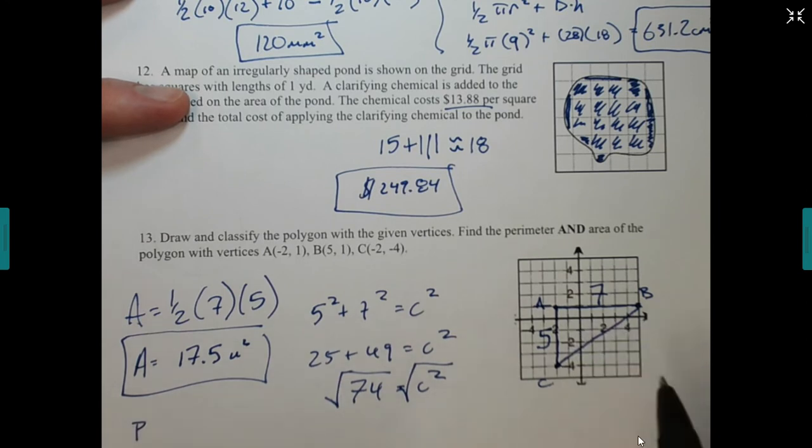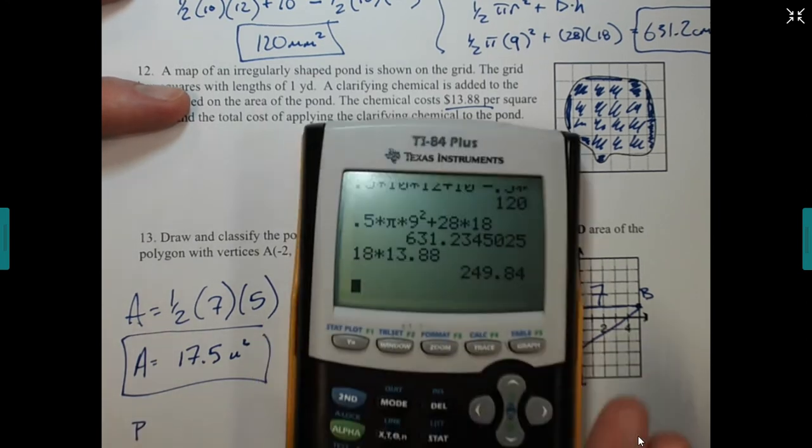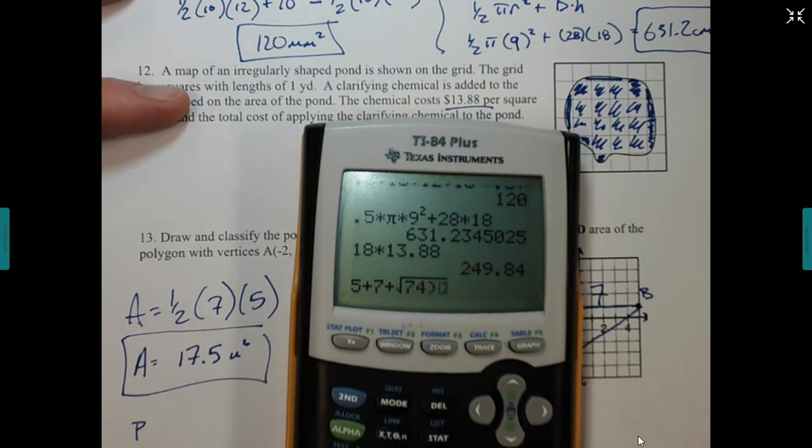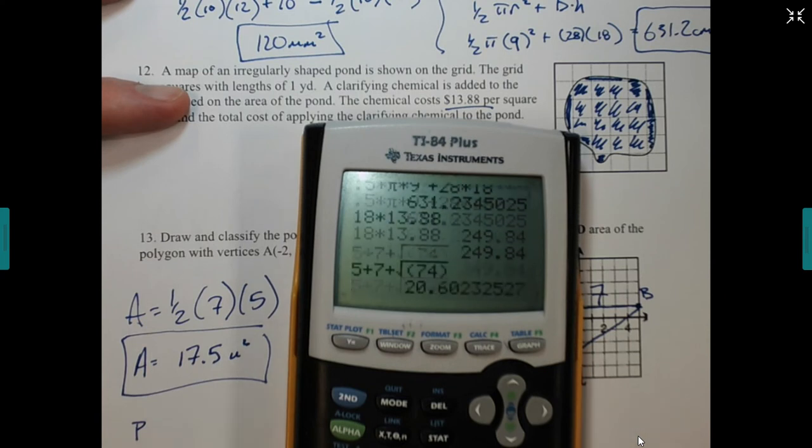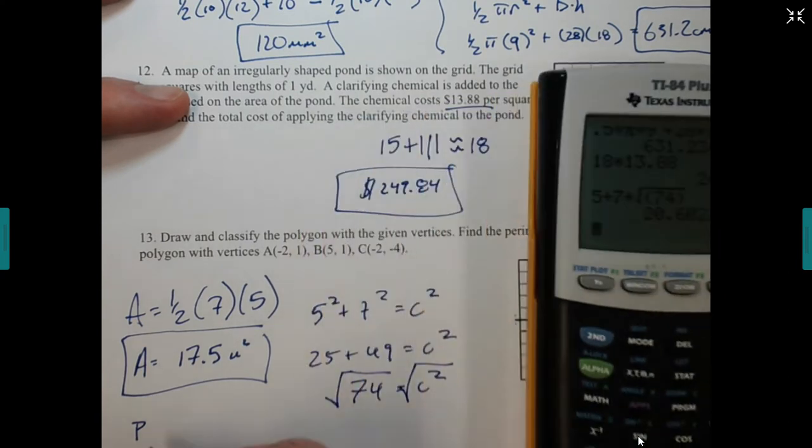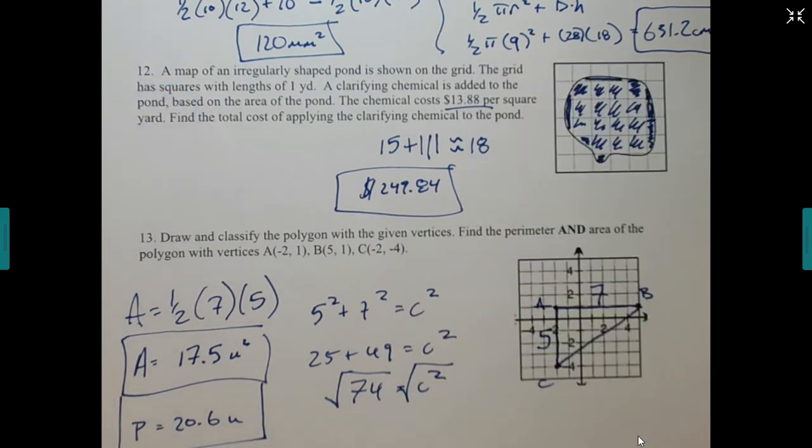Perimeter, I got to add those 3 up. So I'm going to have to round that. That'll be 5 plus 7 plus the square root of 74. 20.6 units, because that's a one-dimensional measurement.